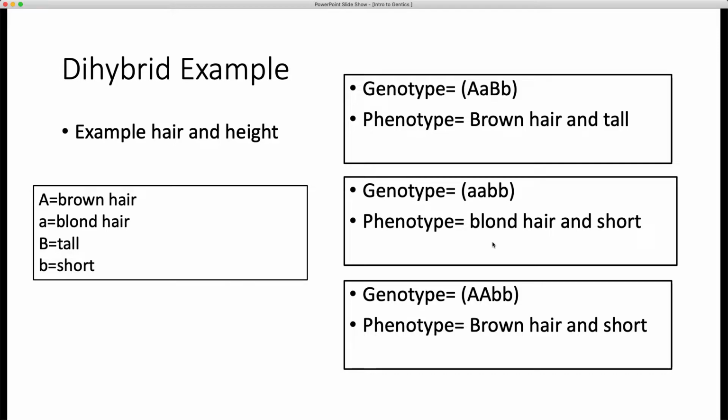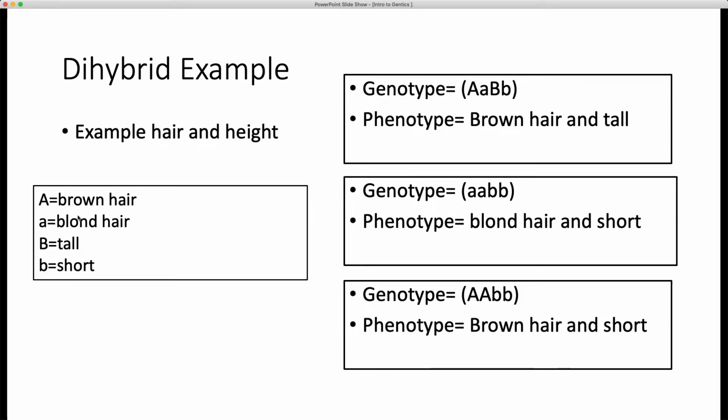Now we just move on to another example. 2 lowercase a's. Those are 2 recessive alleles. That means we're going to have blonde hair. And 2 lowercase b's means you're going to have short. So blonde hair and short. The end. Okay? The last one, we'll just do one other example. Genotype would be capital A and capital A.